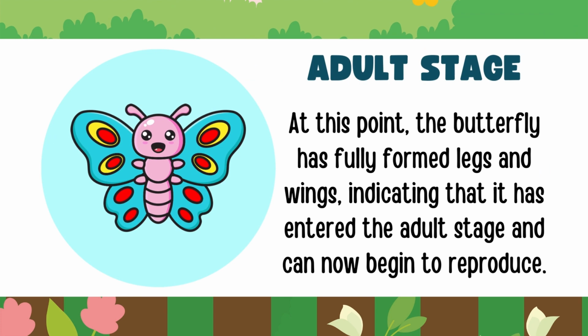Adult stage. At this point, the butterfly has fully formed legs and wings, indicating that it has entered the adult stage and can now begin to reproduce.